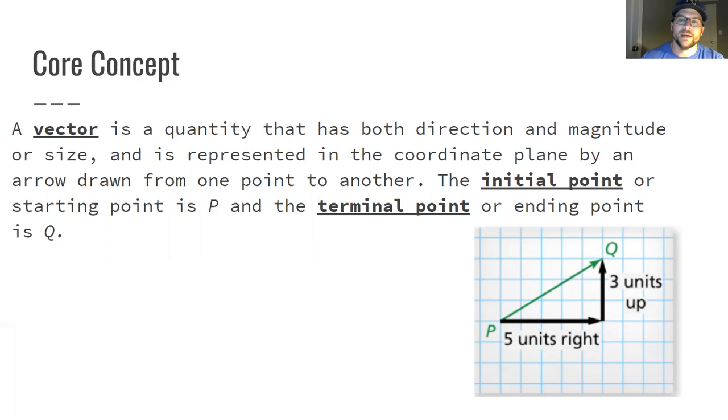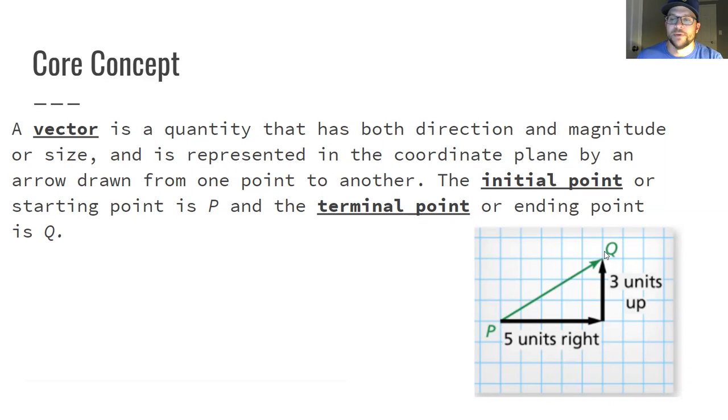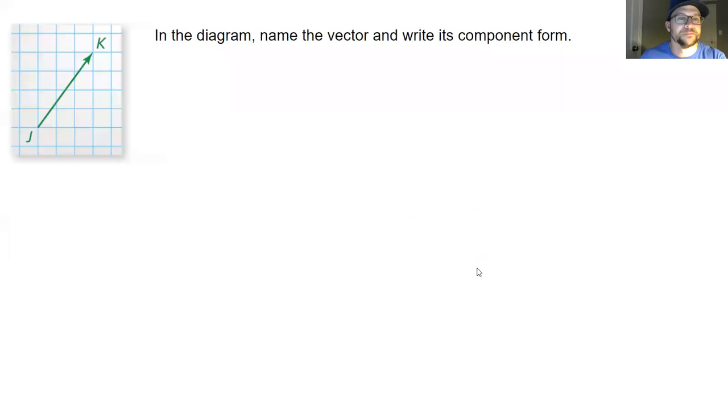A vector is a quantity that has both direction and magnitude, or another word for magnitude is size, and is represented in a coordinate plane by an arrow drawn from one point to another. So those 2 points are called the initial point and the terminal point, or you may hear the other words of starting point or ending point. So notice in this diagram, we're starting at the point P, and we are traveling along this vector to our ending point Q. And that vector is described as 5 units to the right and 3 units up. We're going to be using these vectors a lot for our translations in the rest of the section.